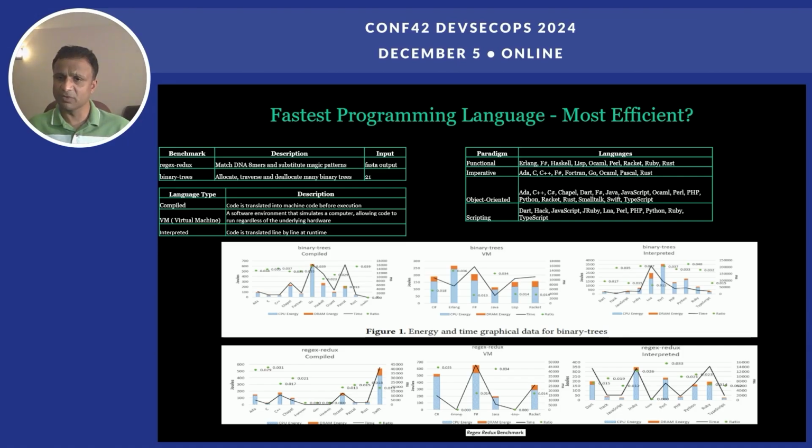The figures below denote the energy and memory consumed by each algorithm based on the different types of language, of which some are compiled, interpreted, and VM-based. While C consumed the least energy in the binary-trees algorithm execution, TypeScript consumed the least energy when the regex-redux algorithm was executed. Where are we going with this?